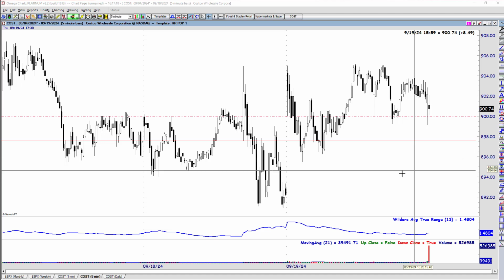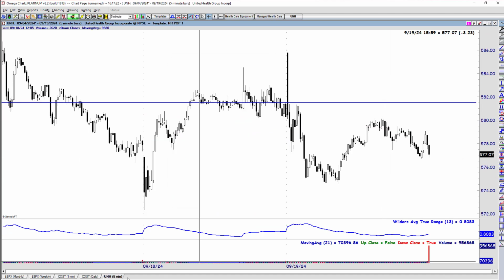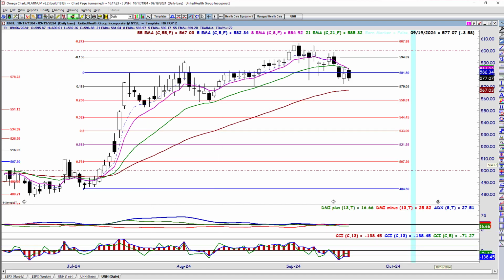And then the last one was United Healthcare. Let's go over to the daily chart. United Healthcare, we would only take that one bearish. It opened up a little bit. Wonderful. The bulls tried, and the bears said bye-bye. Pushed them right back down. We got below the 581.50.